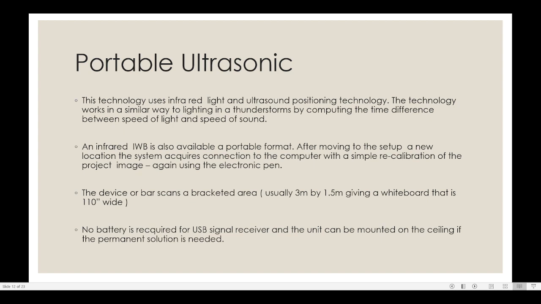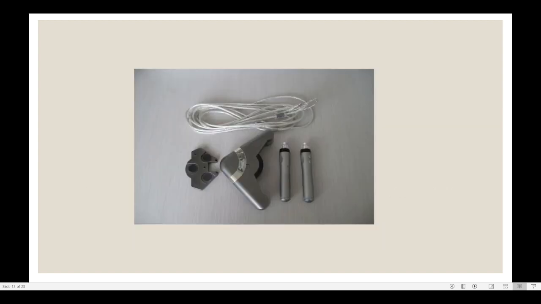An infrared interactive whiteboard is also available in portable format. After moving the setup to a new location, the system reacquires connection to the computer with a simple recalibration of the projected image again using the electronic pen. The device or bar scans the marked area, usually 3 meters by 1.5 meters, giving a whiteboard that is 110 inches wide. There are no batteries needed for the USB signal receiver, and the unit can be mounted on the ceiling if a permanent solution is needed.